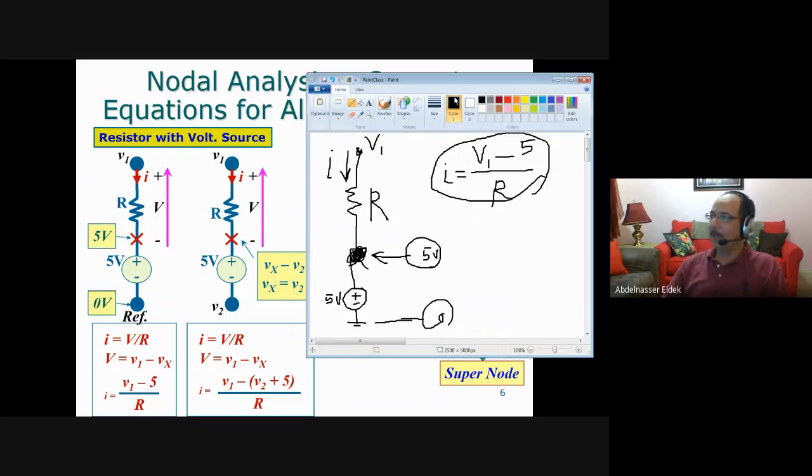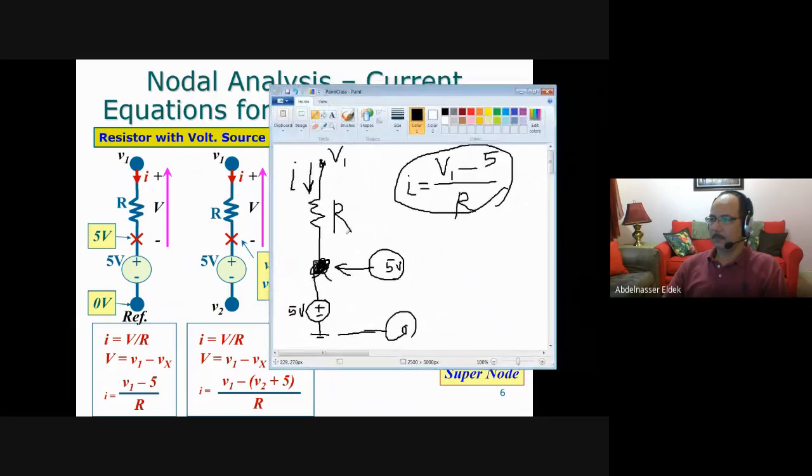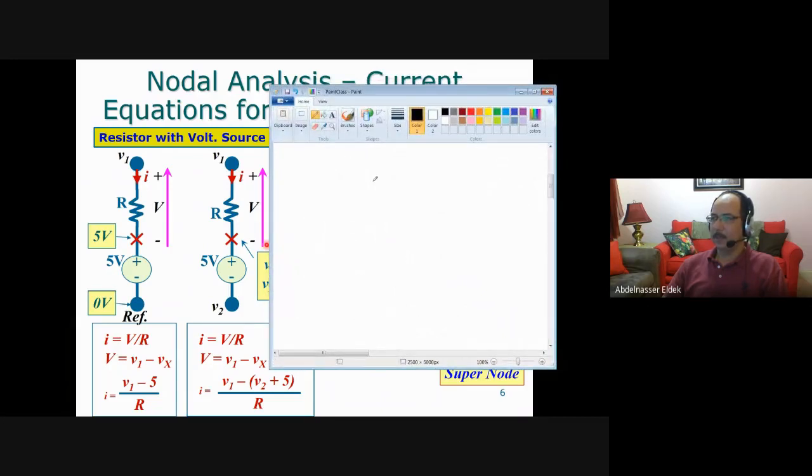And if we have another situation like this one here, again the idea is the same. I am looking at the resistor. I don't care about any other nodes. I just look at the two terminals of the resistor. This one is V1. This one, I don't know right now, divided by R. This one is 5 volt.